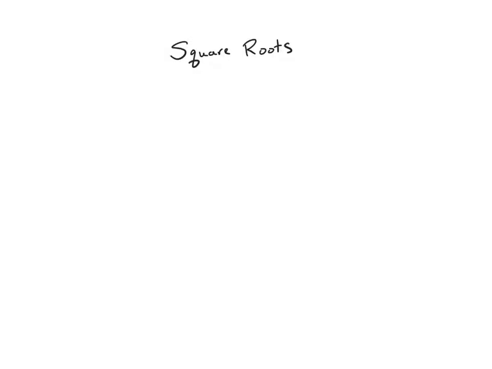In this video, we're going to look at square roots. And when I say square roots, you can think of that as unsquaring a number. Here's what I mean by that. 25 is a square number, and we can express 25 as a base to the second power, or a base squared.